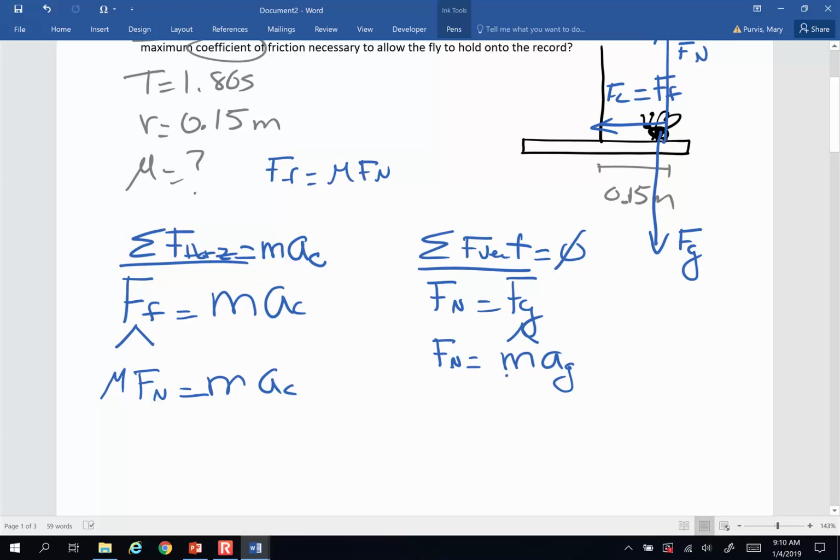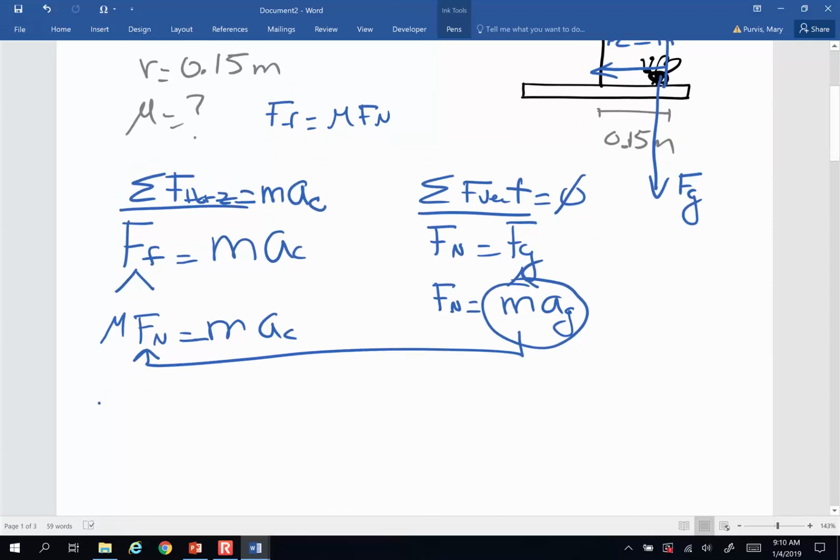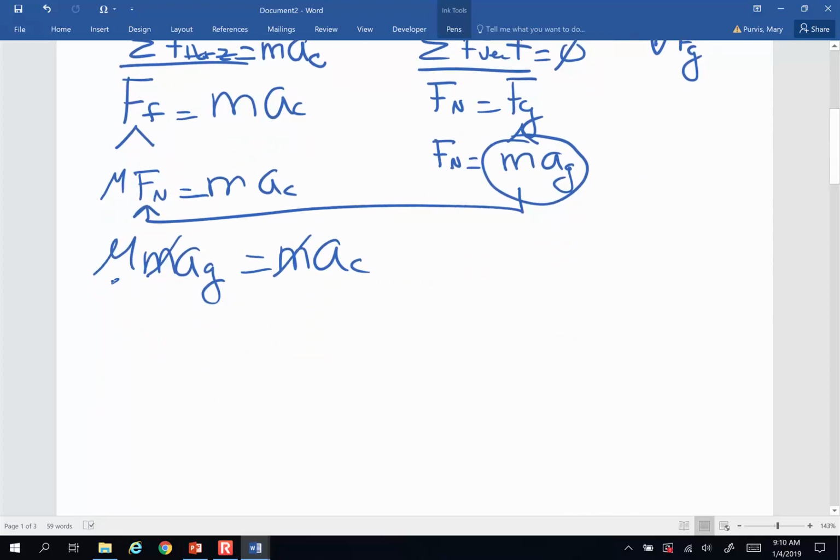Now, the mass of the fly is not given. And so I'm going to get rid of mass, and I'm going to do that because mass times acceleration of gravity is going to replace normal force over here. Mu times mass times acceleration of gravity is going to make the mass of my fly centripetally accelerate. So those two go away. Mass is going to cancel, and I want mu. So mu, the coefficient of friction, will be centripetal acceleration divided by gravity.